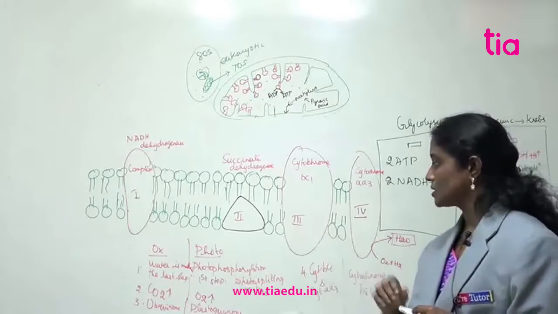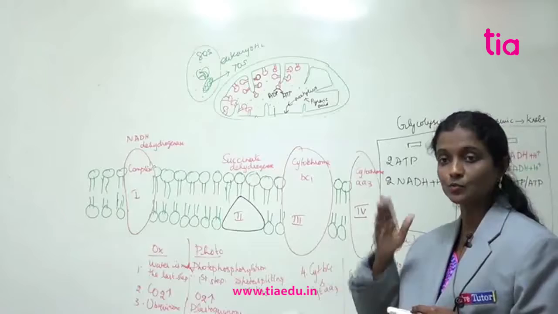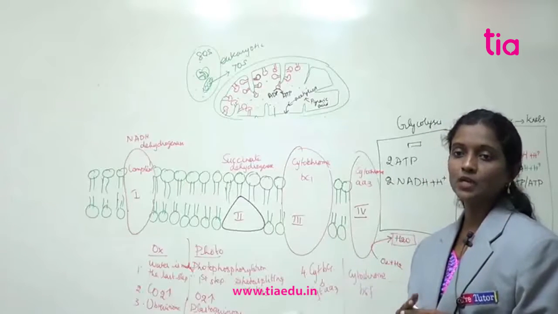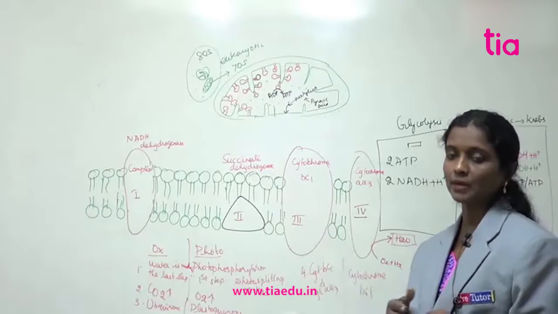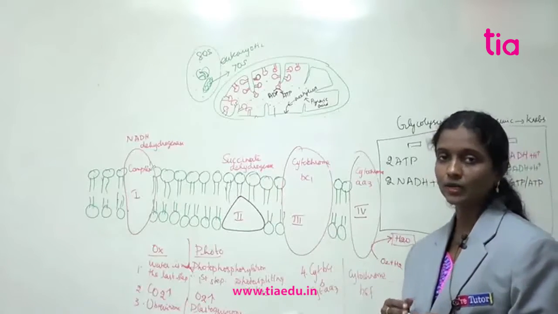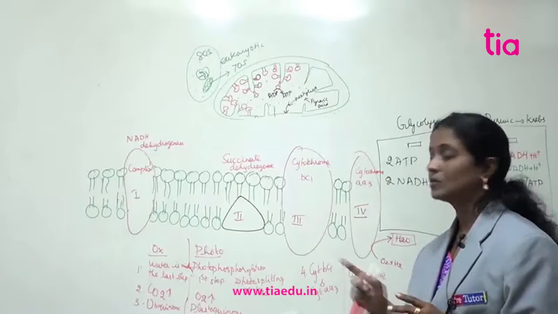So here water is made only in the last step, but in the case of plants, water is broken in the very first step itself. And here we produce carbon dioxide. Plants too do the same during the dark reaction, during the night time. During the daytime, they evolve oxygen.